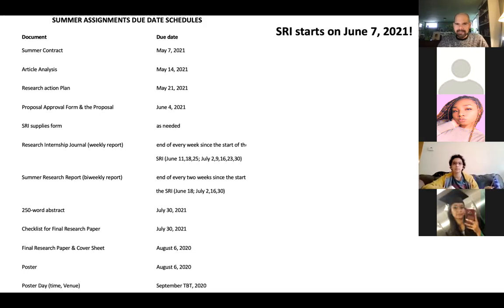So that's going to take place, like I said, either weekly or every 2 weeks until the end of the SRI, which will officially be on July 30th. That will be your last day where you log in your hours. At the end of that day, we need to have an abstract, which is a scientific description of your project. We'll teach you how to write it through the summer, but that will be the deadline for that abstract.